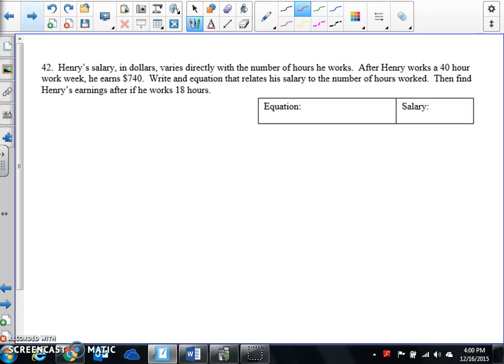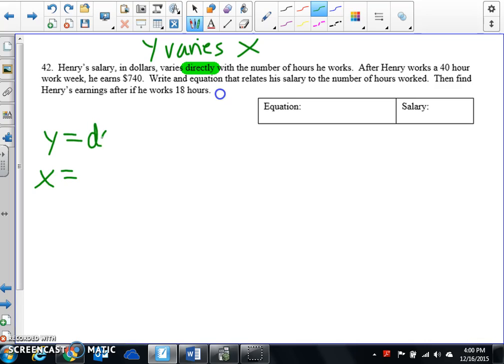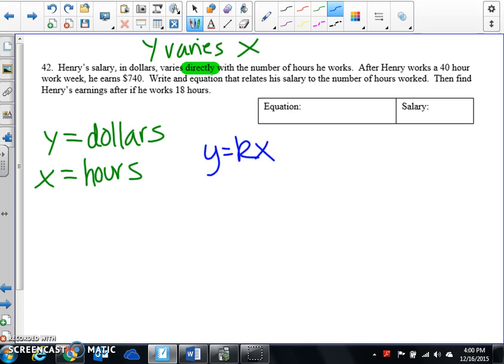All right, this one varies directly. So remember, y always varies directly with x. The first thing they talk about is his salary in dollars, so that's y. The second, directly with the number of hours he works, so this is going to be hours x. Okay, so it's a direct variation, so I'm going to go ahead and write y equals kx.